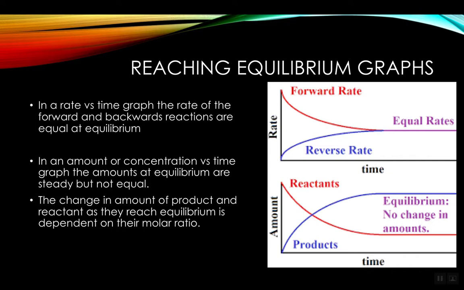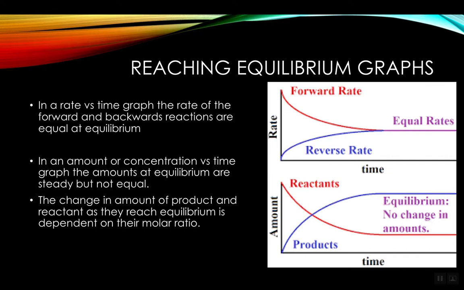So when you made the change, the stress, like an increase in temperature, or adding some product, or adding some reactant, something like that, whichever rate increases the most, that's the direction that it's going in to reach the new equilibrium. So if your forward one increases most, you know you're going to have a net forward reaction.